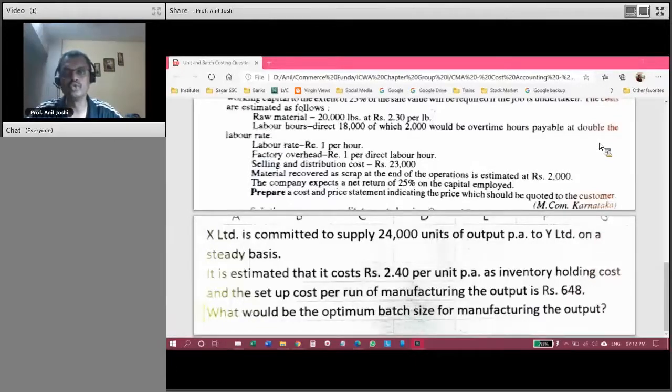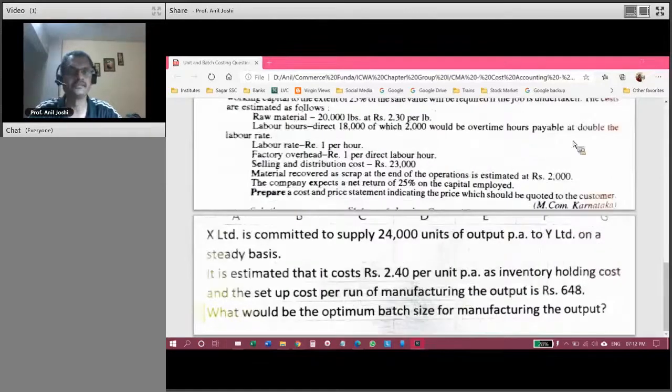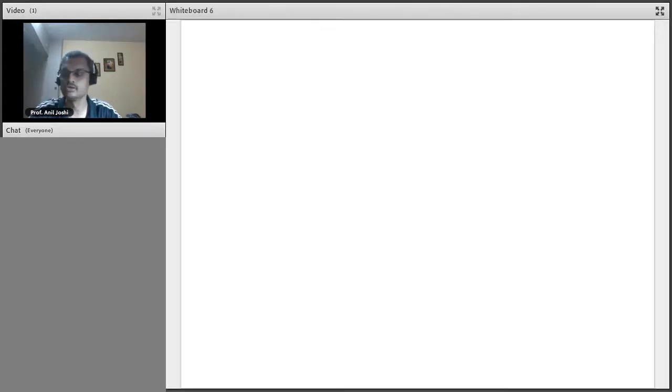What was that formula? Square root of 2AO upon C, right? Now, here instead of O, you have setup cost, and instead of C, you have inventory holding cost. Correct? The alphabets don't matter. Ultimately, the meaning of those alphabets is important. So let me just write the formula on the whiteboard. So it is like this.